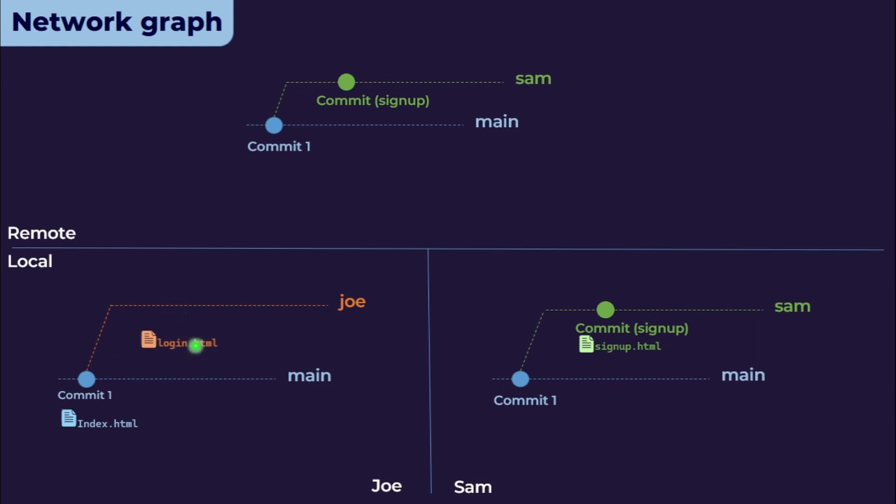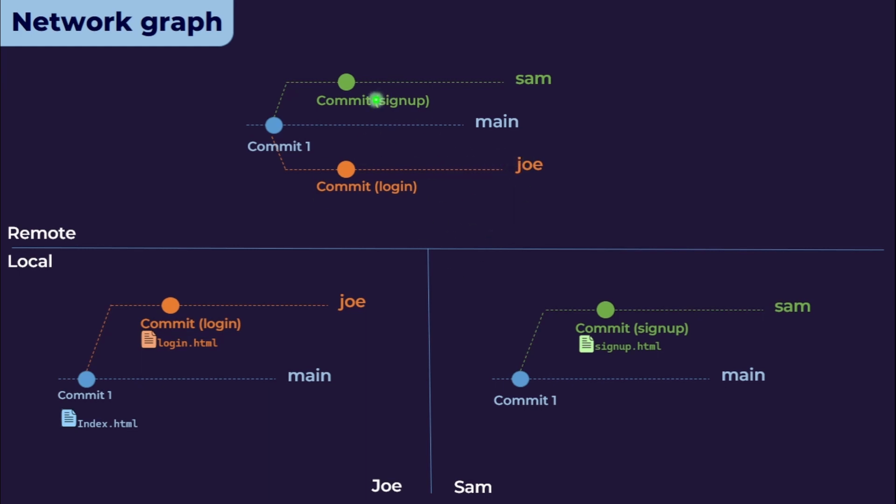So Joe creates a branch as well. Let's say Joe wants to work on the login feature. He creates the login.html file, does the code modifications, and makes a commit called login. And he can now push his change to GitHub. And you see that this new branch, which originated from commit 1, originates also from commit 1 here, and he now has this login feature on this branch.